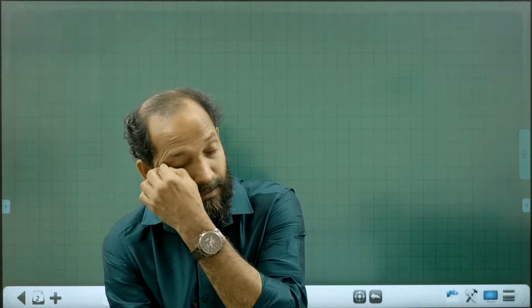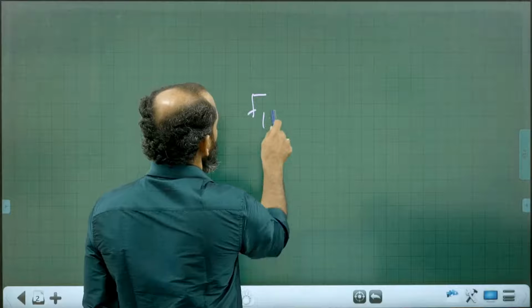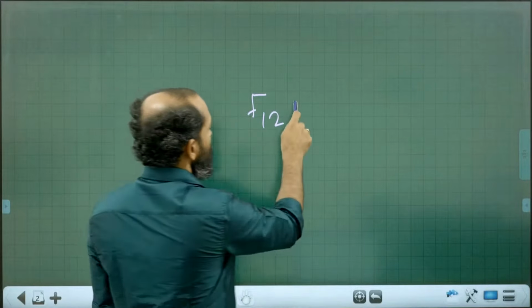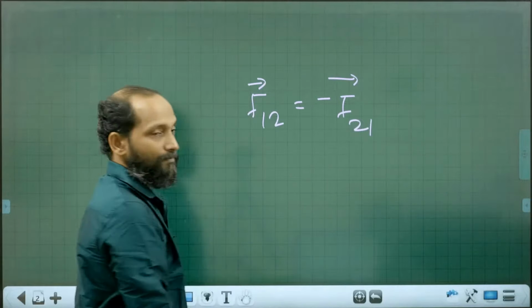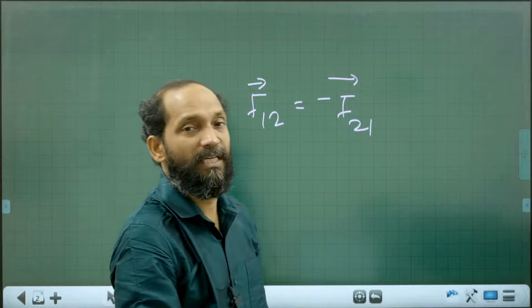They are two forces acting on two different bodies. Action and reaction are not acting on the same body, they are acting on two different bodies. Action is equal and opposite to reaction. If F12 is the force on the first body due to the second body, that is equal to minus F21. They are equal and opposite, but they are not acting on the same body.